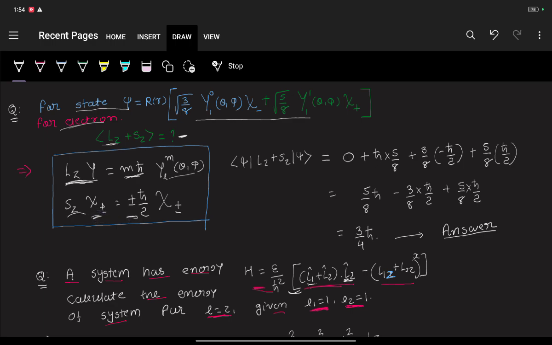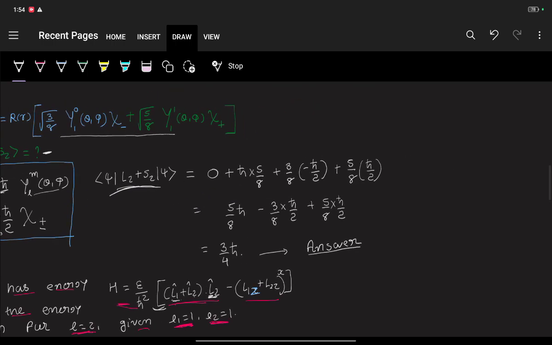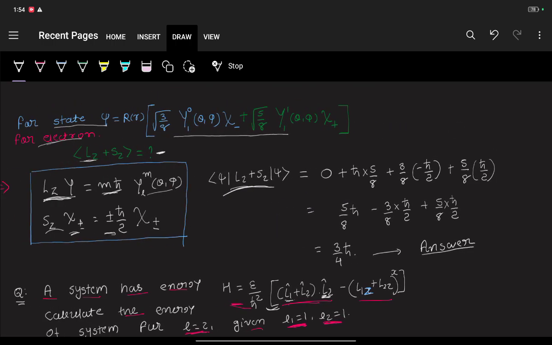So now, operating this, first of all we are going to operate this Lz on these two functions. Now we know that Lz gives us m h cut, so it has to do with only m. Here the value of m is 0, so it will give us 0. Now if this Lz operates on this one, here m is equal to 1, you can see. So for that we will get eigenvalue h cut, and this will get squared, multiplied by 5 by 8.